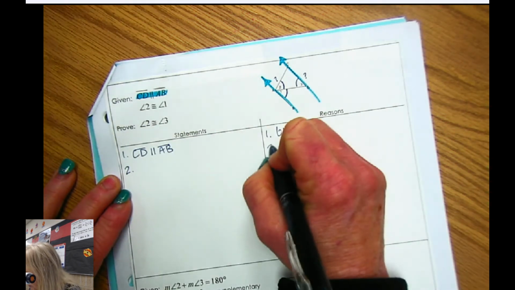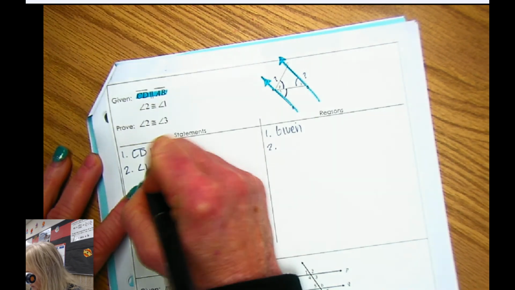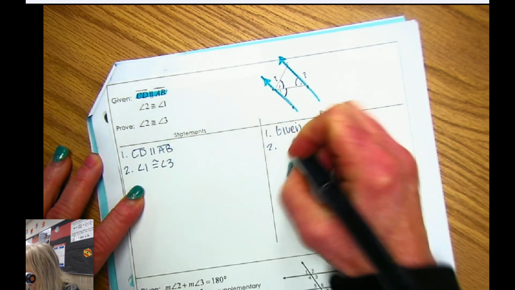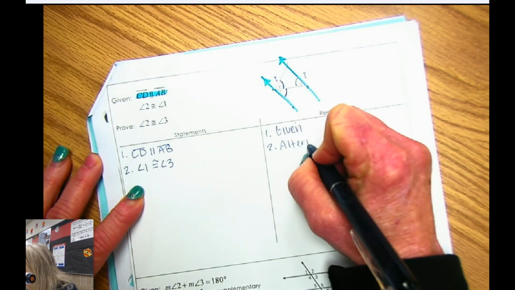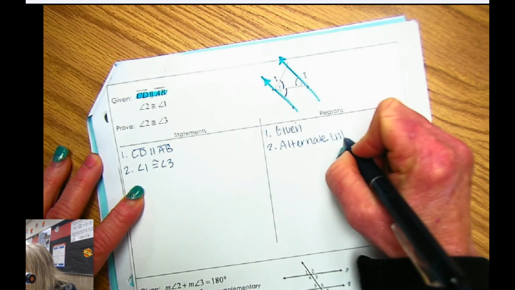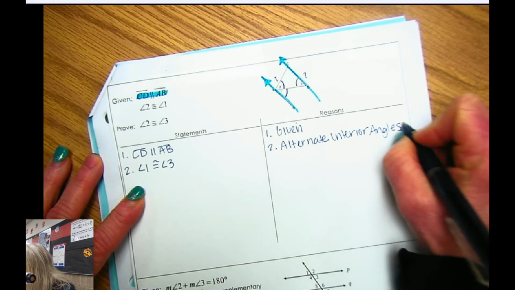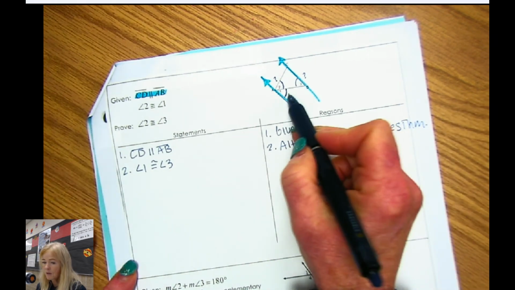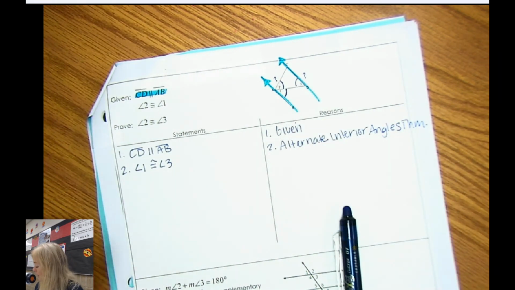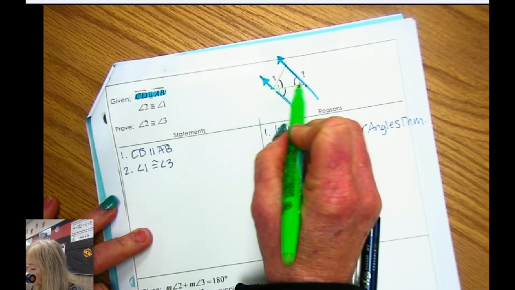So the second statement we're going to say is angle 1 is congruent to angle 3, and that's because they are alternate interior angles, and we have a theorem stating that they are therefore congruent because they're alternate interior. So you hopefully can see that on that transversal there.